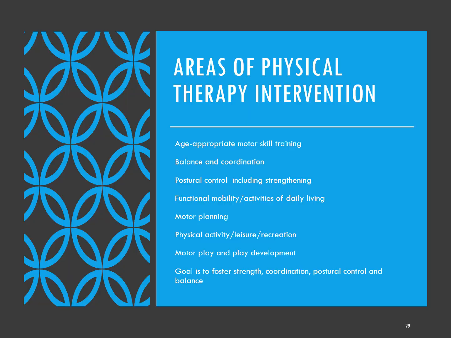Our areas of physical therapy intervention in treating patients with autism spectrum disorder are going to be age-appropriate motor skill training. So if there's any kind of developmental delay, we want to make sure that we help them achieve developmental milestones as on track as possible. We want to work on balance and coordination, because balance and coordination deficits are prevalent in the ASD population, especially when those sensory processing deficits are high. Postural control, including strengthening. Once they're able to get in a seated position, we want to work on those righting reactions and equilibrium responses, putting them on unstable surfaces and progressing to standing as much as we can.